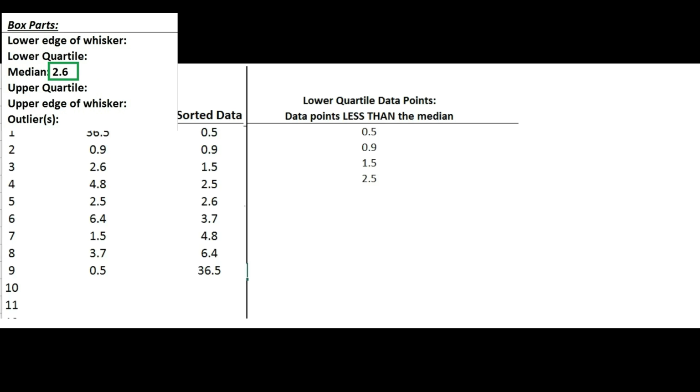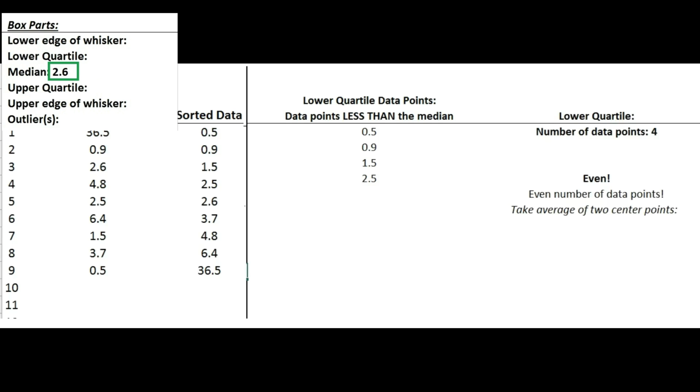So let's do that. We have 4 data points. And since we have an even number of data points, we have to take the average of the center points. So we're looking at the average of 0.9 and 1.5. So you add them up and divide by 2, and you end up with 1.2 as the median for our lower quartile. All right, so again, 1.2 is the median for that lower set of numbers between 0.5 all the way up to 2.5, but not including 2.6, because that's our actual median.